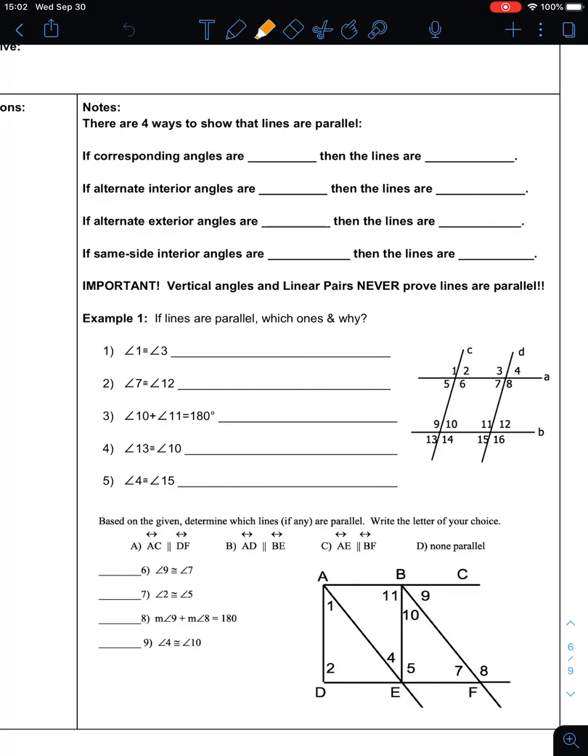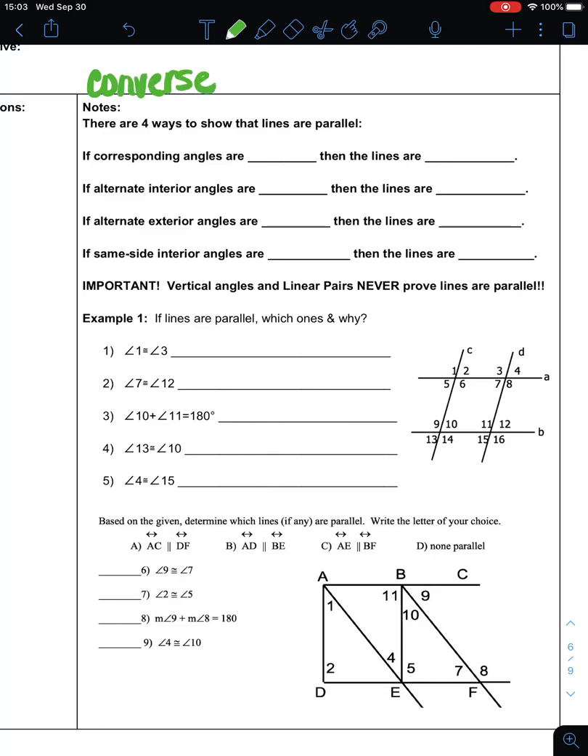In our previous lessons, we learned that if lines are parallel, then corresponding angles are congruent. If lines are parallel, alternate interior angles are congruent. If lines are parallel, alternate exterior angles are congruent. And if lines are parallel, then same side interior angles are congruent. Or excuse me, not congruent, they are supplementary. So what we're going to do today is talk about the converse of that.